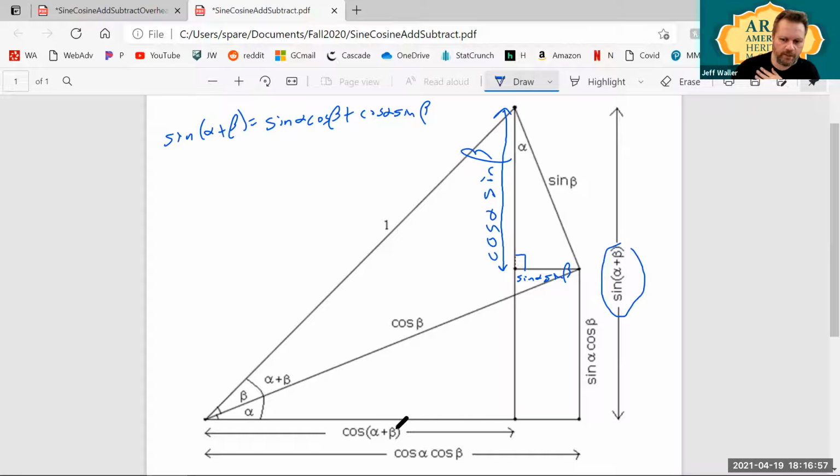So do the same thing down here. Look, now this is going to be a little different. Cosine of alpha plus beta is not an addition, is it? It's this whole thing minus how much? Right? This is too much, isn't it? Cosine alpha cosine beta is more than cosine of alpha plus beta. So cosine of alpha plus beta is cosine alpha cosine beta minus sine alpha sine beta.